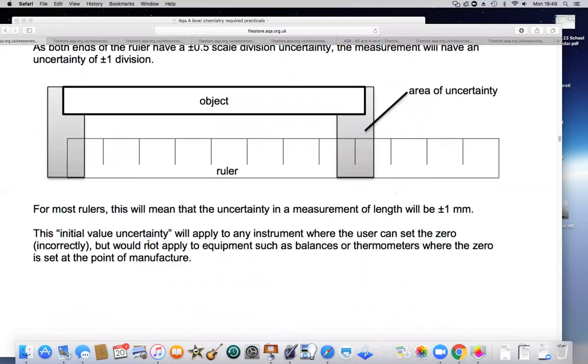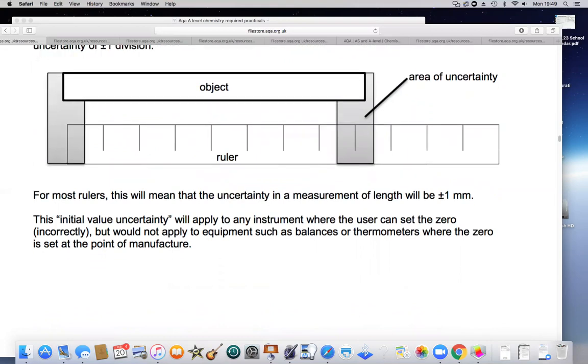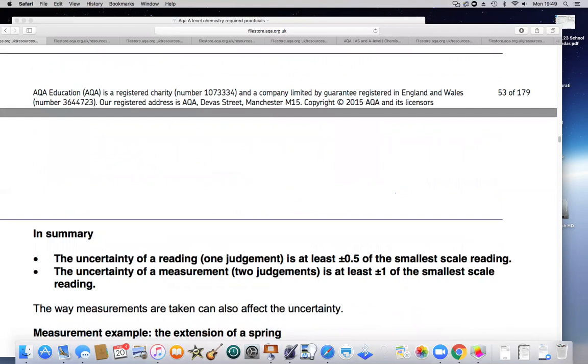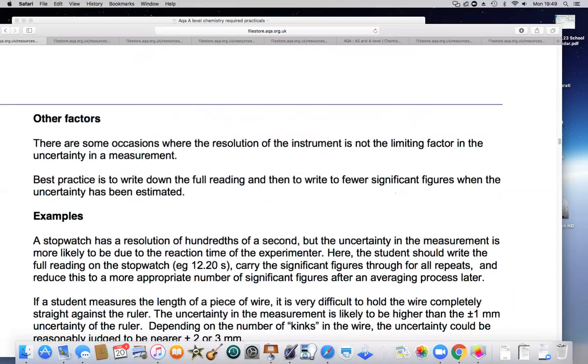So as it says here, the initial value uncertainty applies to any instrument where the user can set the zero and you could potentially set it incorrectly. But balances and thermometers are taken to be set with a correct zero, so it doesn't apply to those. Okay, so like I say, this document is really useful to help you with that.